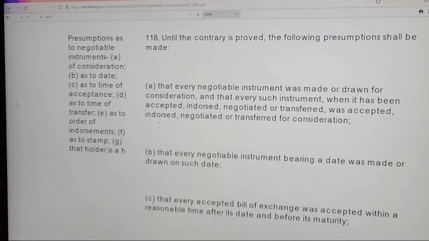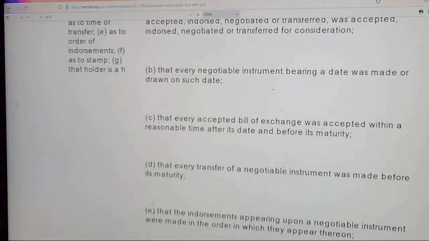A, that every negotiable instrument was made or drawn for consideration, and that every such instrument, when it has been accepted, endorsed, negotiated, or transferred, was accepted, endorsed, negotiated, or transferred for consideration. B, that every negotiable instrument bearing a date was made or drawn on such date.